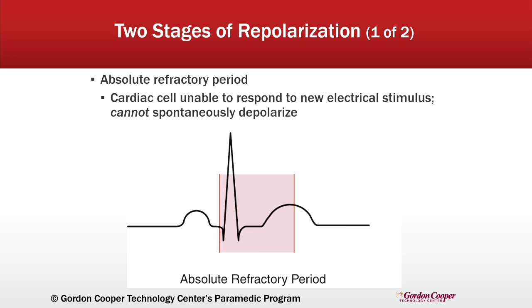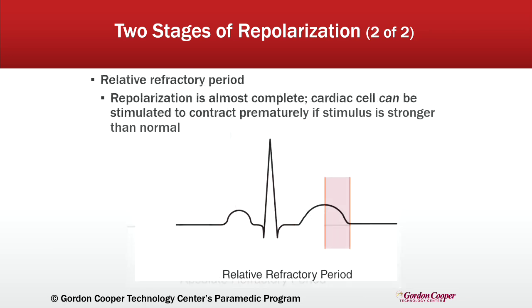Now, during this period, the cardiac cell cannot spontaneously depolarize, which is the process of preparing to contract. This is really important because it gives the heart muscle a chance to recover after each contraction. Without this recovery phase, the heart could get confused and end up with overlapping or chaotic electrical impulses. That throws off the rhythm and leads to potential problems.